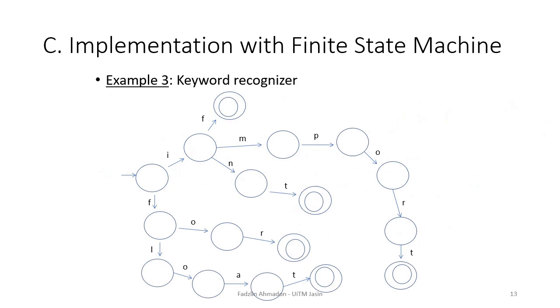And then let's take a look at another example. This is a finite state machine that can recognize certain keywords. So if you see here, a list of keywords that can be recognized by this machine. If we start here, this is the starting state. We can accept if, we can accept int, can accept import, we can accept for, can accept float. Okay, so these are examples of a finite state machine that can recognize certain keywords.